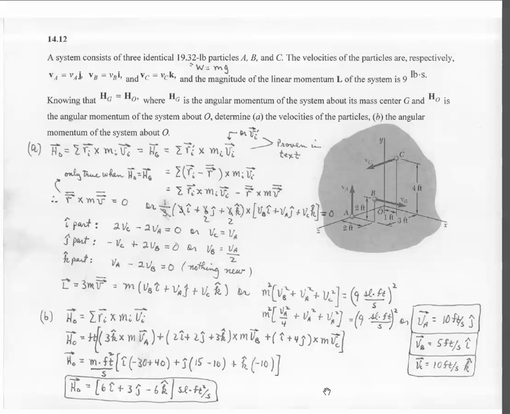All right, the B part of the problem asked us to find the angular momentum of the system about point O. Well, H of O is equal to the summation of R sub I crossed into M sub I V sub I. So I factored out a foot out of all of these for the distances and so on. And so the R sub I crossed into, say, the A term, the R sub I term is going to be 3K crossed into M V sub A then.